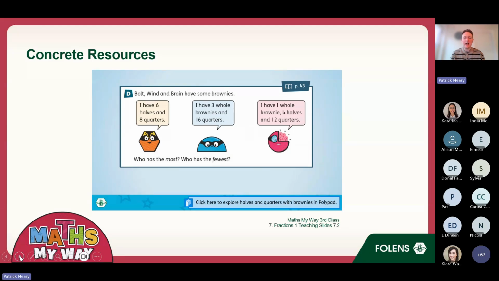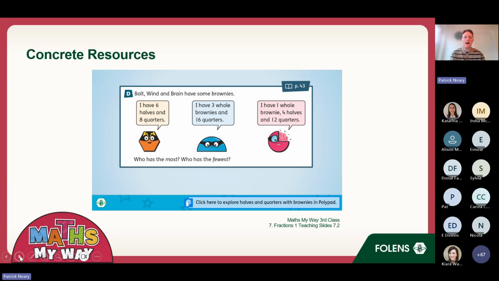Next, actually in the next lesson, there was a problem all about brownies. Bolt has 6 halves and 8 quarters. Wind has 3 whole brownies and 16 quarters. And Brains has 1 whole brownie, 4 halves, and 12 quarters. And this is one where the children can go back and use their paper squares again to investigate who has the most, who has the fewest. And again, different entry points, different ways to model this problem.